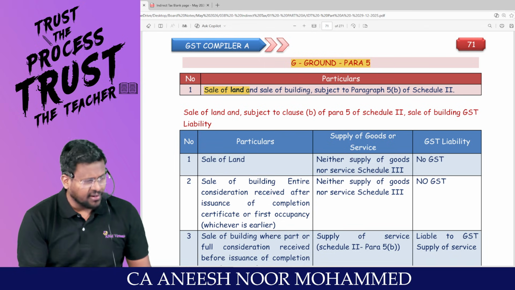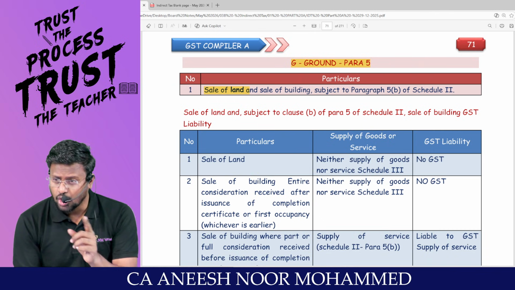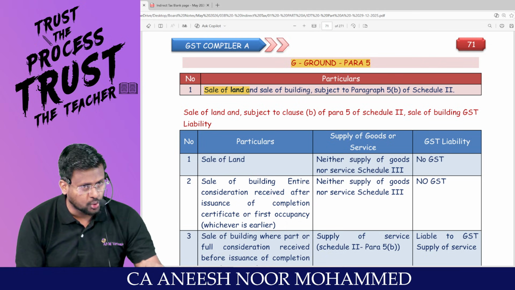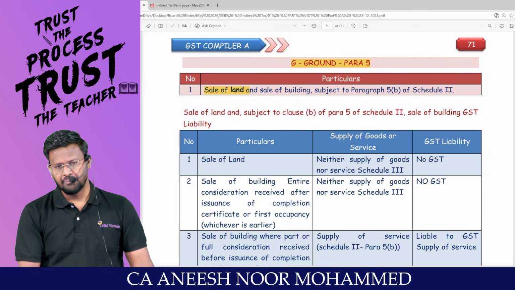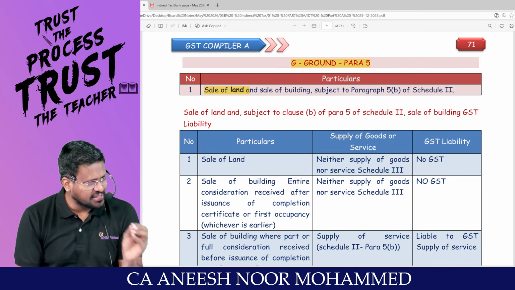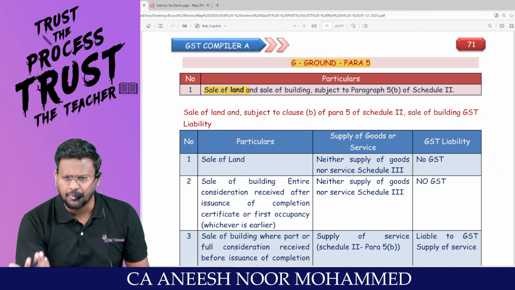Always, land is neither supply of goods nor supply of services, because land is not a movable property. Land is an immovable property. That means land is not goods, and land is not services either. If you are selling land, my dear lovable students, what the government is saying is: don't charge GST. It is neither supply of goods nor supply of services.